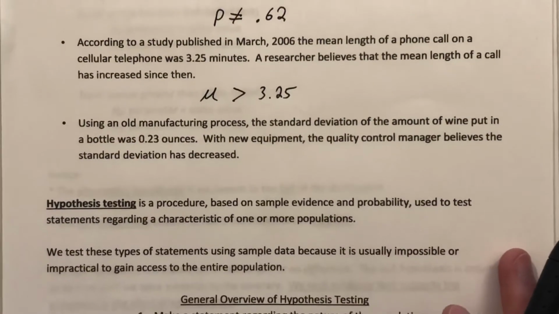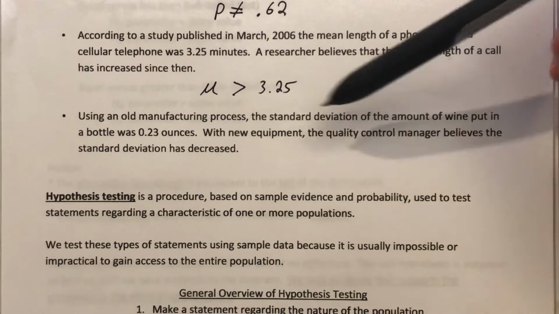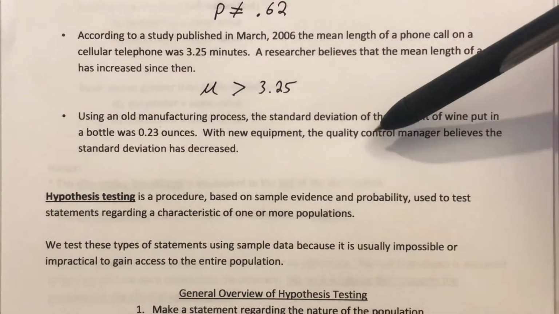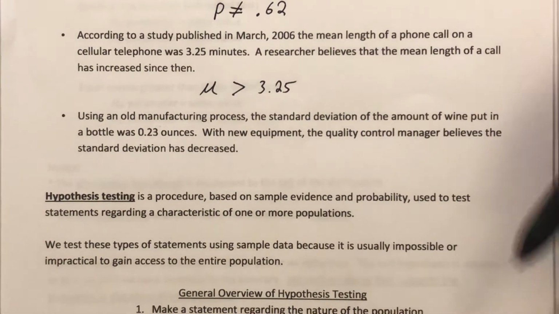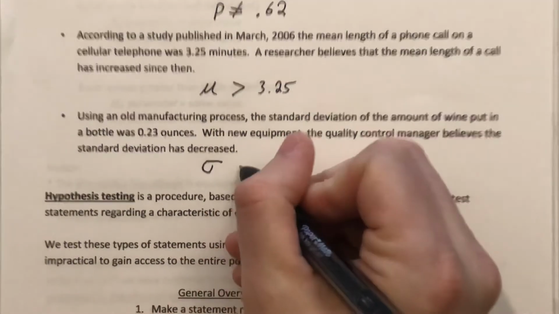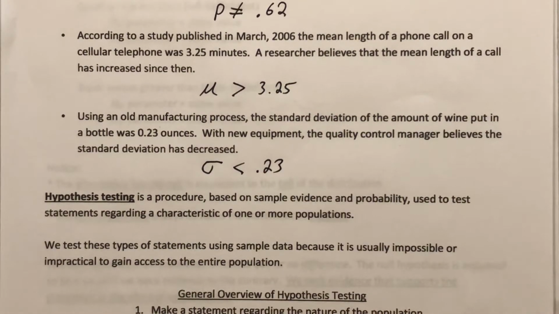The last one, using an old manufacturing process, the standard deviation of the amount of wine put in a bottle was 0.23 ounces. With new equipment, the quality control manager believes the standard deviation has decreased. So remember, standard deviation describes spread, so that would make sense, this is the spread in the distribution of wine fills. With greater accuracy comes greater quality, which would mean we think we can decrease that deviation, that spread. So the population standard deviation symbol is that sigma symbol, but to be decreased means we now think it's less than the 0.23 it was previously known to be.